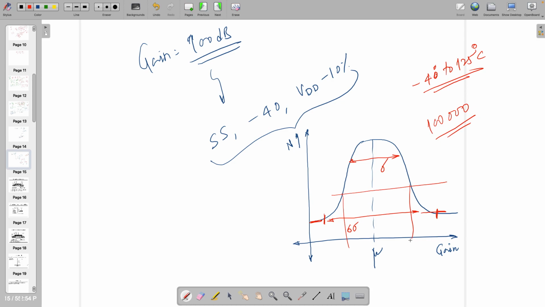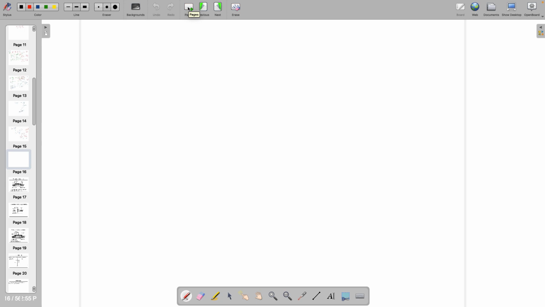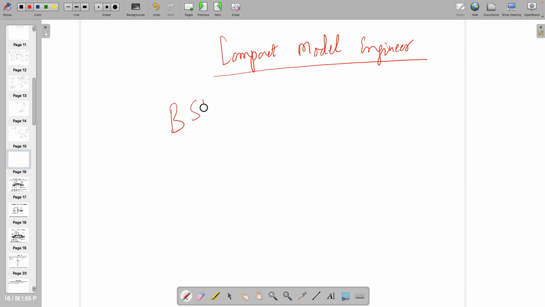That's all for today. When you are doing Cadence, please look at those things. Before signing off, the important thing is the compact model engineer who is writing these equations. There is something called BSIM, which is very popular. We are running that Berkeley simulation model, right? Berkeley is from UC Berkeley. There is one group who writes the BSIM manual, and in the BSIM manual those units are written.